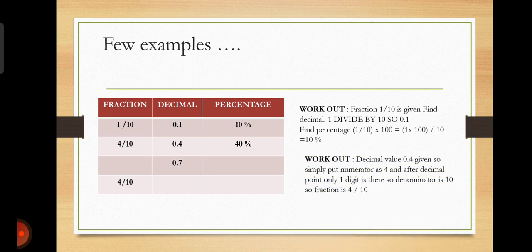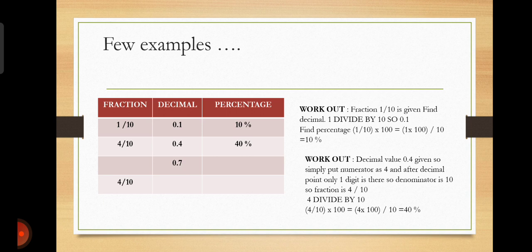Now decimal 0.4 is given to us and we have to find the fraction and percentage. So decimal value 0.4 means numerator is 4 and after the decimal point only one digit is there. So denominator will be 10. So the fraction will become 4 by 10. And by converting 4 by 10 into the percentage, we will get 40%.